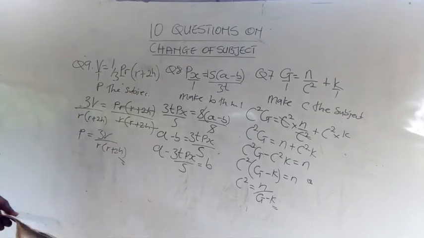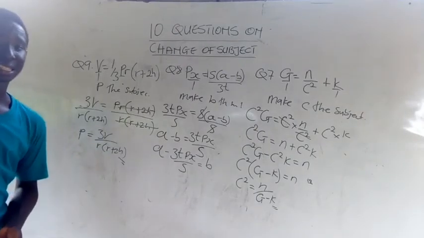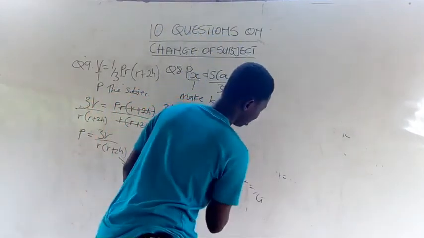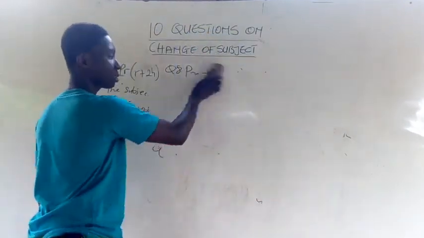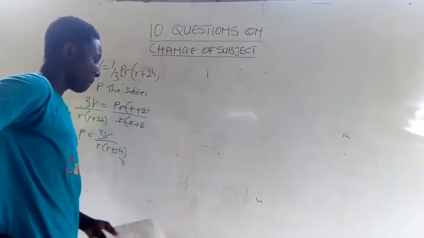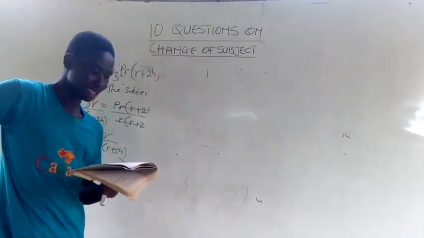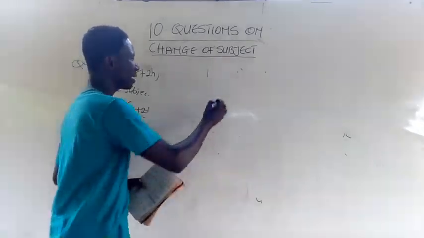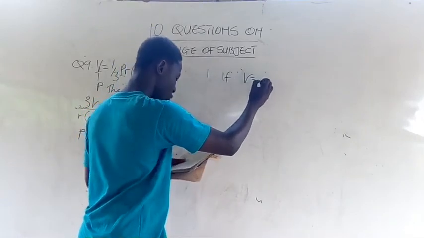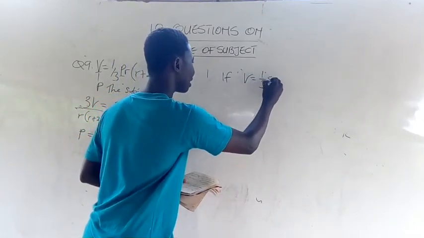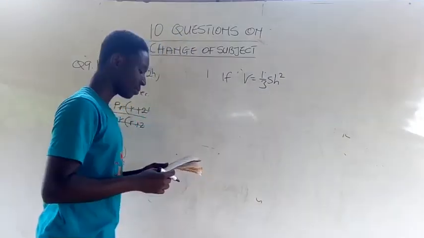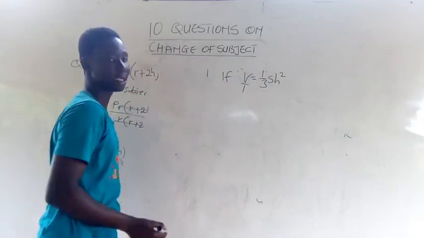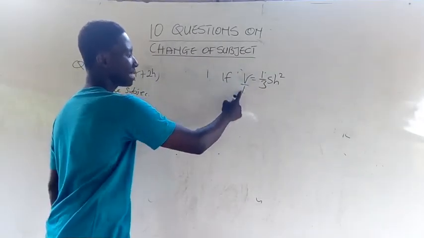So finally, let's move on to question number 10, and then we conclude this lesson. So question number 10 says, if v is equal to 1 over 3 sh squared, make h the subject. So we are making h the subject. Again, this is over 1. So do cross multiplication.